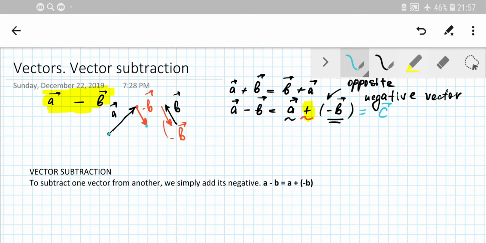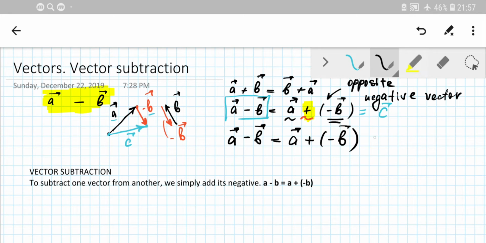And here you do the same as you did before. You simply connect the very starting point of the very first vector A with the ending point of the last vector, negative B. So basically use the triangle rule, or what is called head to tail. Alright, so let's connect, and that is going to be vector C, which is equal to the difference A minus B. So here's the rule. Instead of just simply subtracting, you need to use addition with the opposite vector to the vector B. And that will be the resultant vector C.